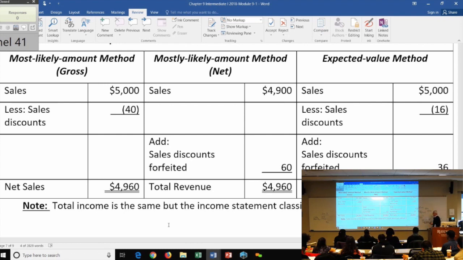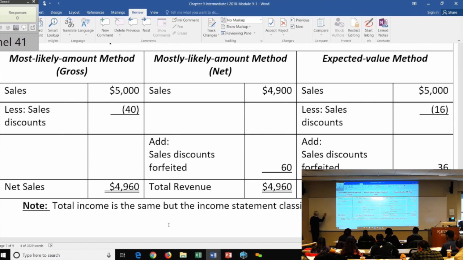The amounts would be the same on the bottom line, but they're going to appear differently on the financial statements. Now, if it's material in amount, it would make a big difference. So you can't go by the numbers we have here because they're very small. But just remember that everything except sales discounts forfeited represents operating income. Sales discounts forfeited is non-operating, like an interest income.